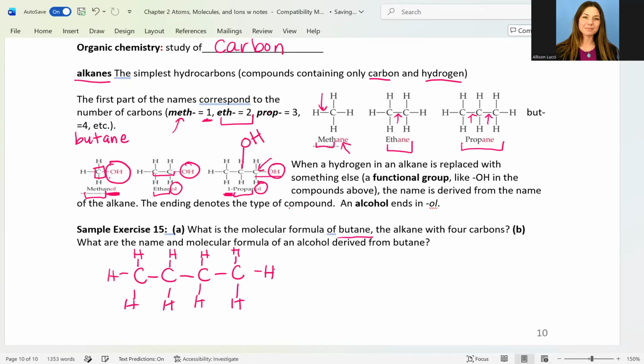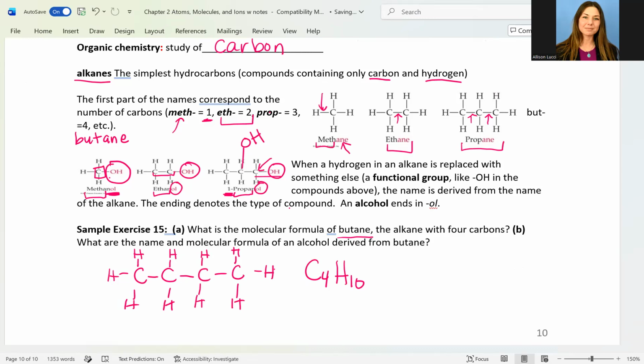So now we can count and we can see that there are four carbons, so C4, and then 3, 6, 7, 8, 9, 10 hydrogens in our compound here. So we have C4H10 is our molecular formula for butane.